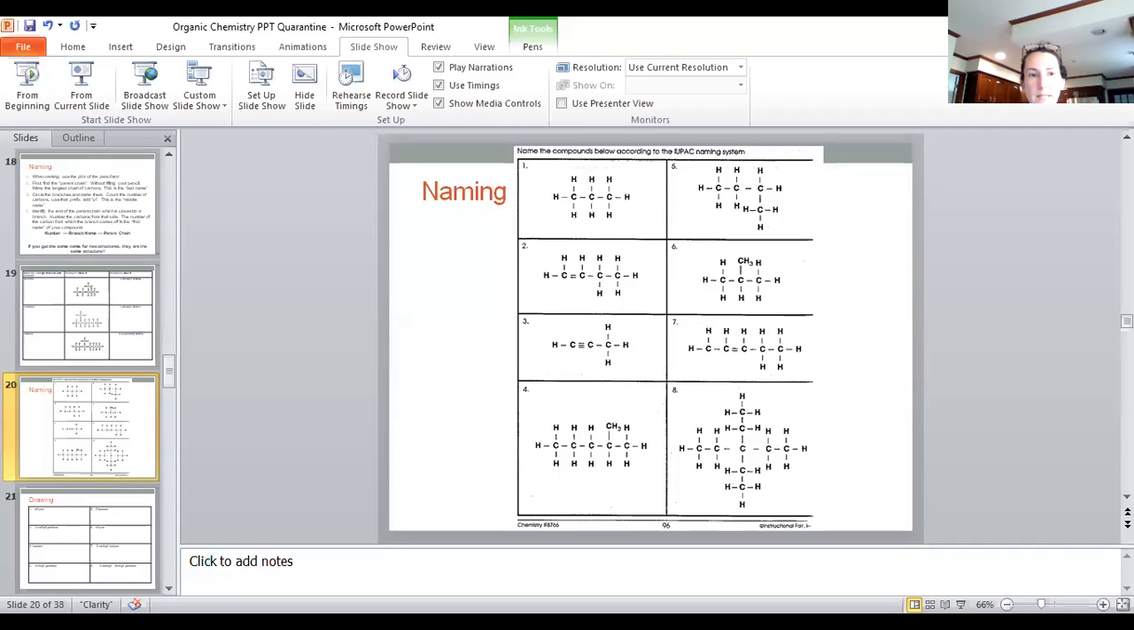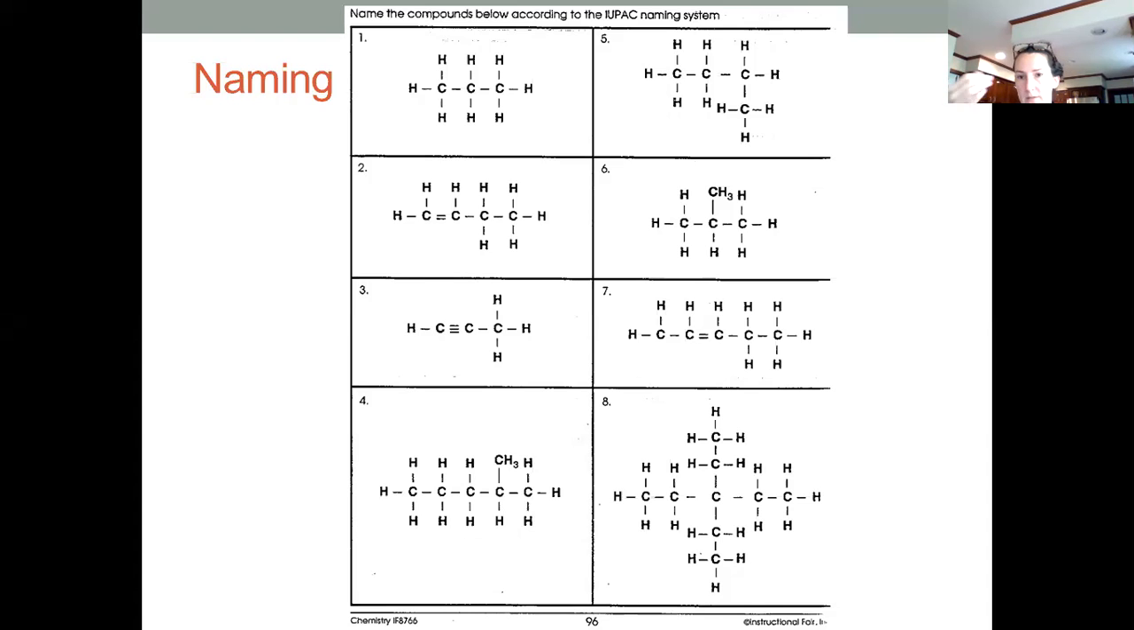Good morning. Today we're just going to practice what we've done so far, so basically just naming and writing formulas of the different organic compounds. Pages 7 and 8 are going to go pretty fast, and then you'll have a homework assignment over the weekend. Alrighty, so let's get started.